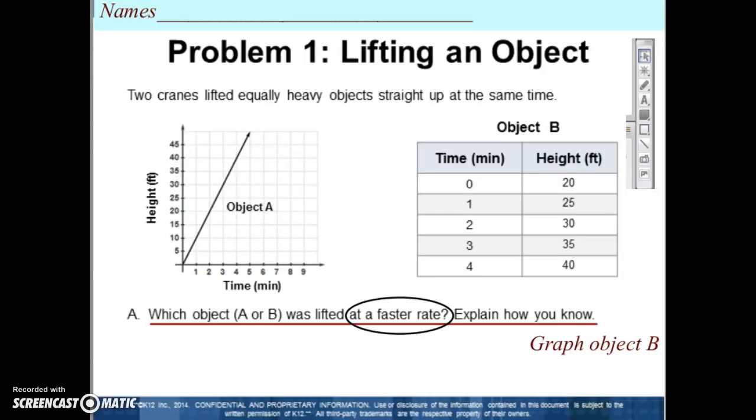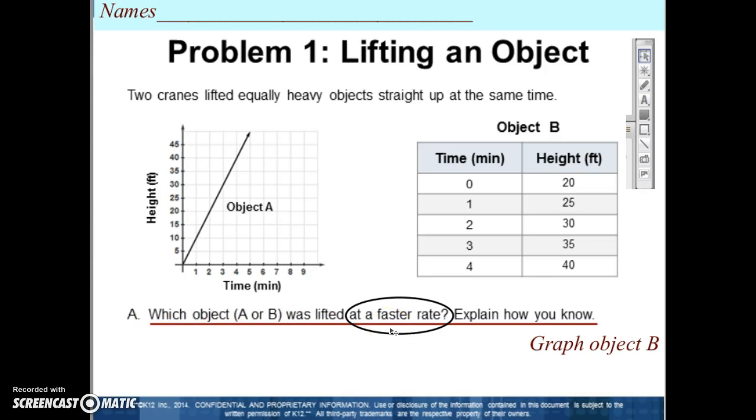So moving on, this is your little assignment for before Class Connect. It's lifting an object. Two cranes lifted equally heavy objects straight up at the same time. So imagine a crane lifting it up. One of them is described by the graph, and you can see time in minutes and height. The other one is described by a table, time in minutes and height. So look at both of them carefully, and the question is which object, A or B, was lifted at a faster rate? Explain how you know.